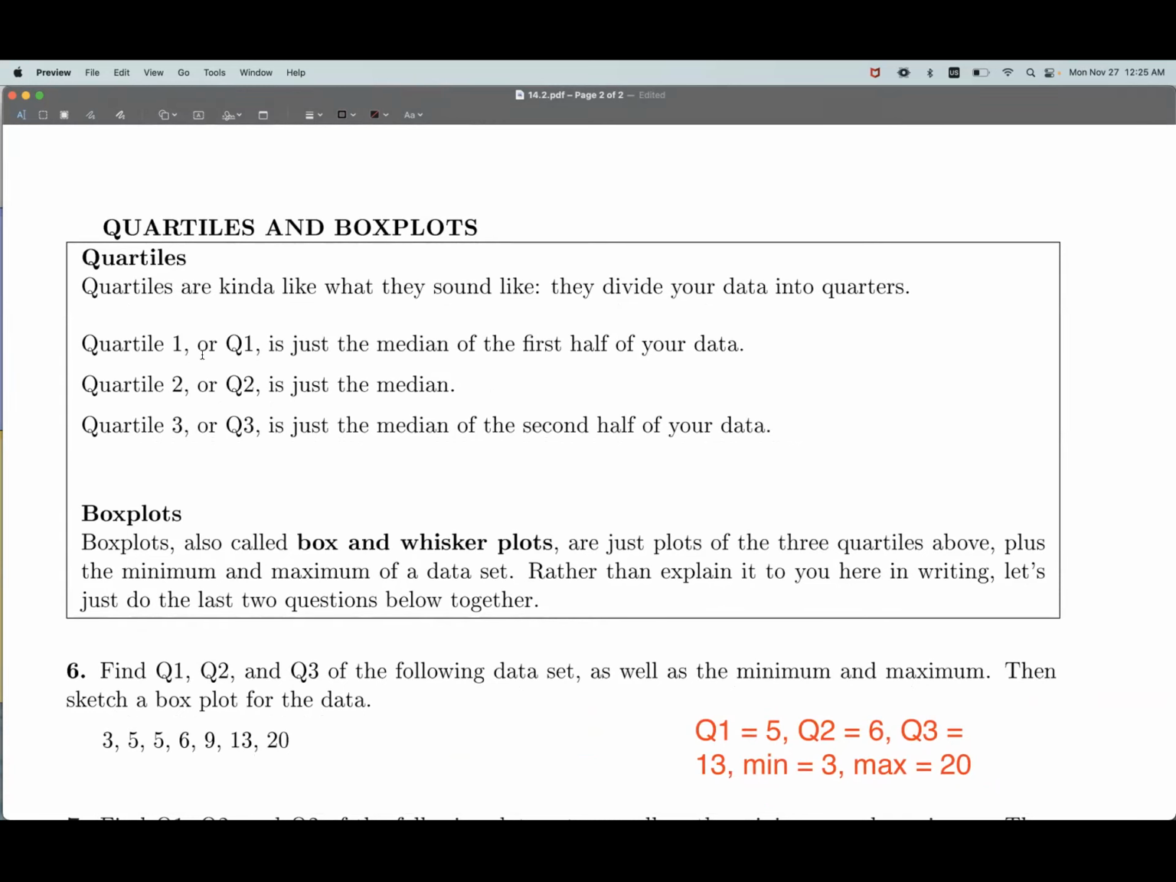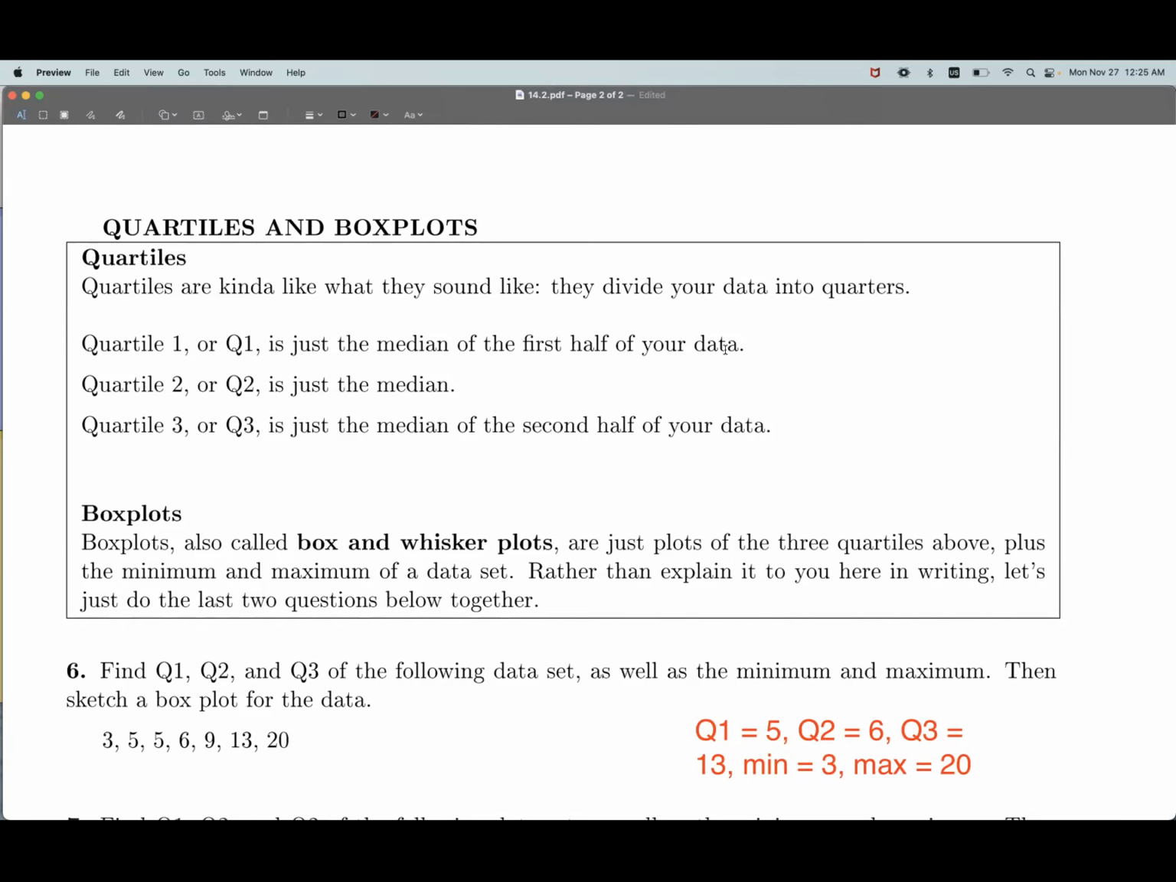So quartile one, or Q1, is the median of the first half of your data. If you think about it, the median of your first half is going to put you right where the first quarter mark ends or starts. Kind of a weird way of saying it. I'll draw a picture so you know what I'm talking about.